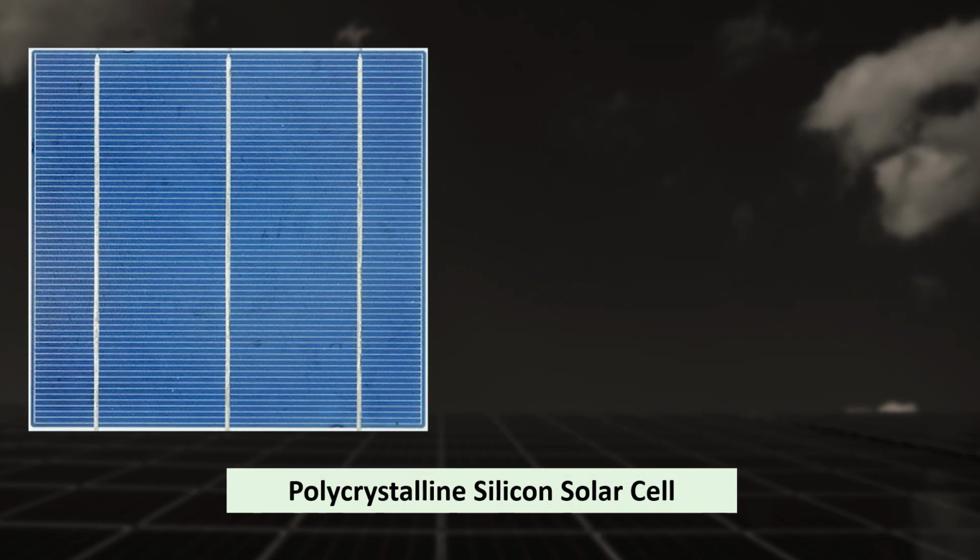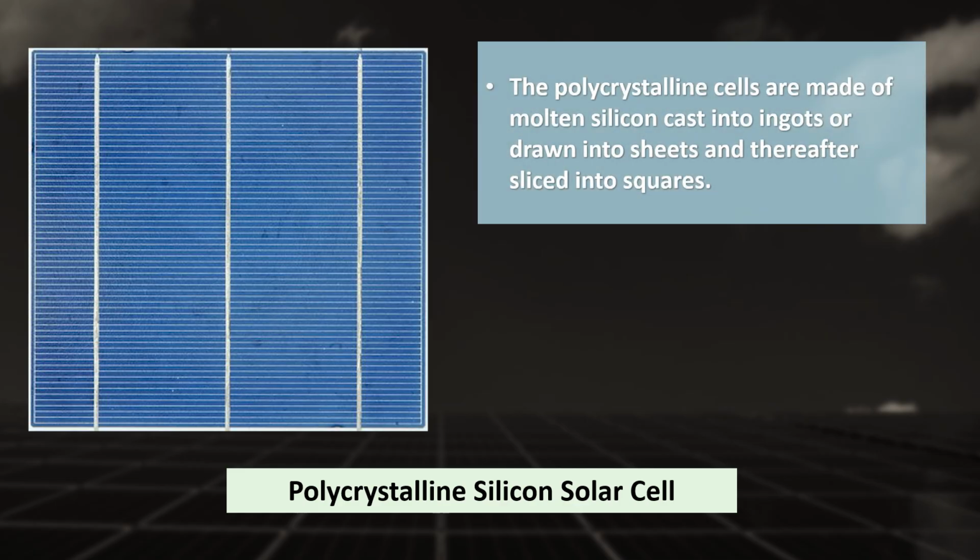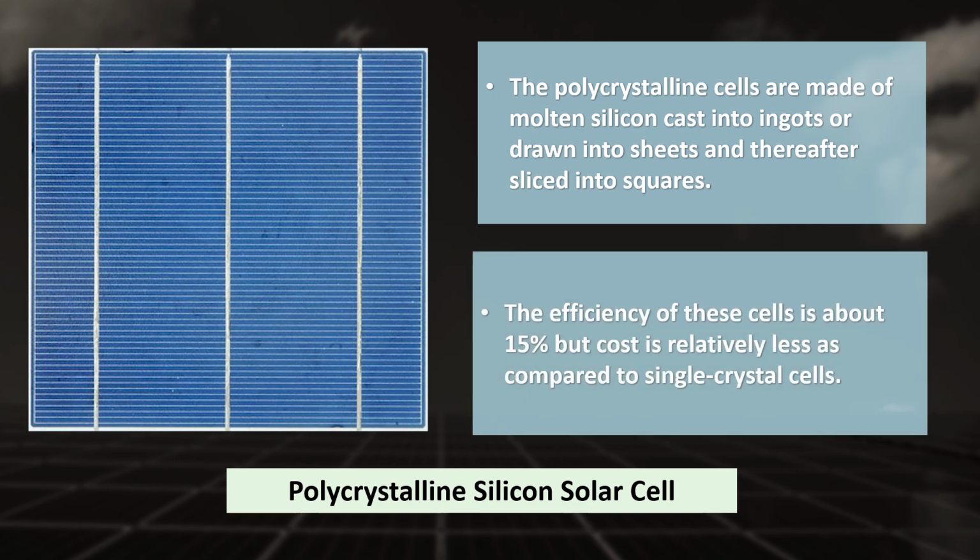Now we will discuss the polycrystalline silicon solar cell in brief. The polycrystalline cells are made of molten silicon cast into ingots or drawn into sheets and thereafter sliced into squares. The efficiency of these cells is about 15%, but the cost is relatively less as compared to the single crystal solar cell.